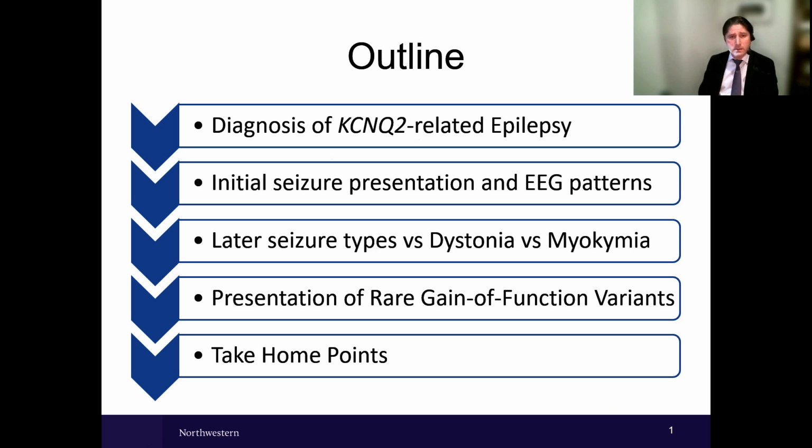And then at the end, I'll just touch very briefly on some rare gain of function variants that have been described in the literature. I think that's a question that comes up often. How do I tell the difference, or how do I know whether my child has loss or gain of function variants? And I think in my mind, it's fairly clear.